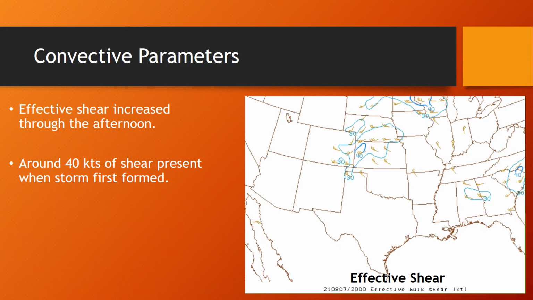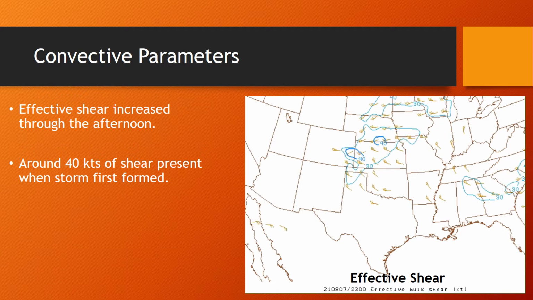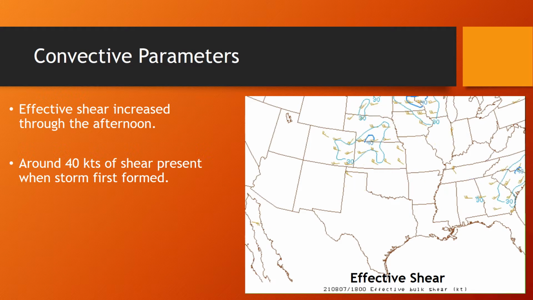Effective shear was pretty strong for the day. It was around 40 knots when the storm first formed, and I think if you look at the animation closely, we might have even had some 50 knots of shear there toward the late afternoon.